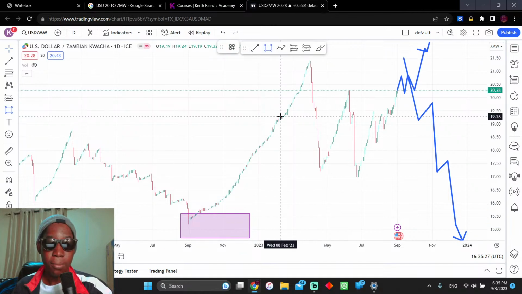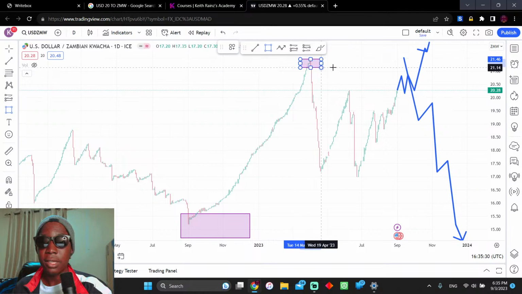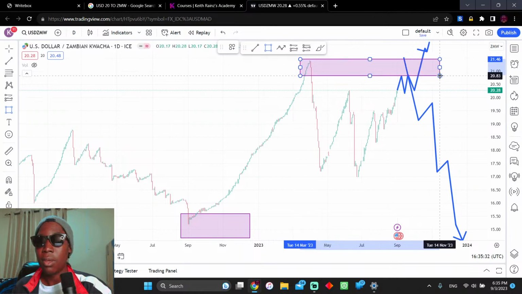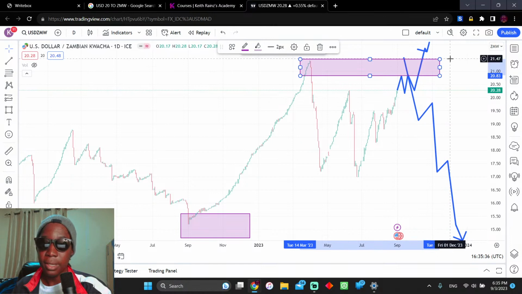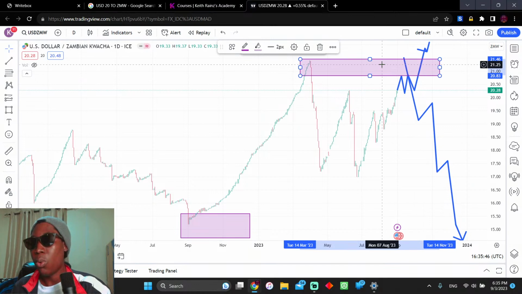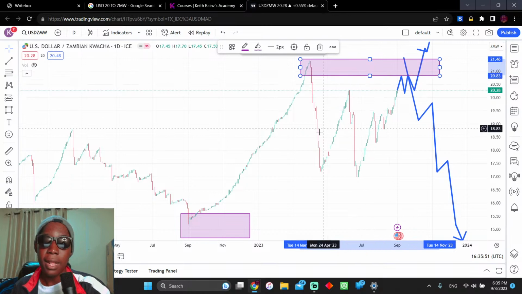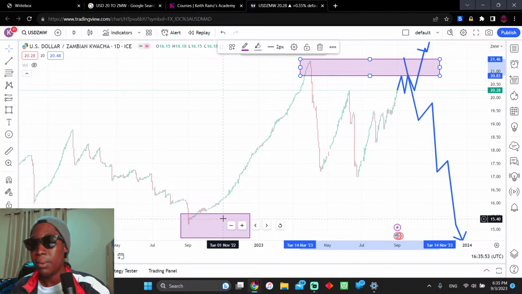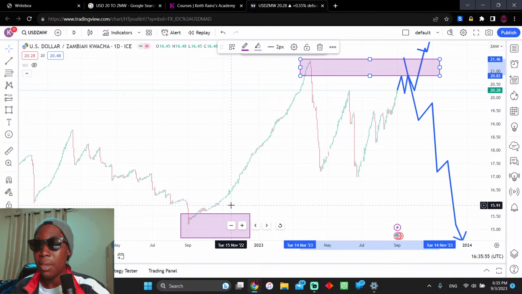So the first possibility is when price actually reaches this level, there are two things which will happen. The first possibility is that price will create some resistance and finally break, and probably the kwacha will reach 21 or 22. The other one is that when price reaches this level, it will actually reverse, and when it does, it will try and come back and finally respect the previous swing low here.